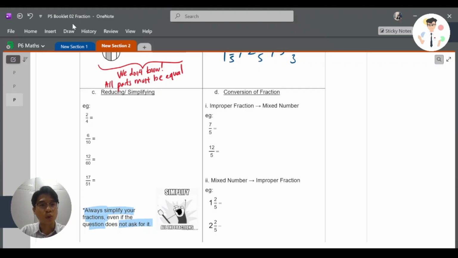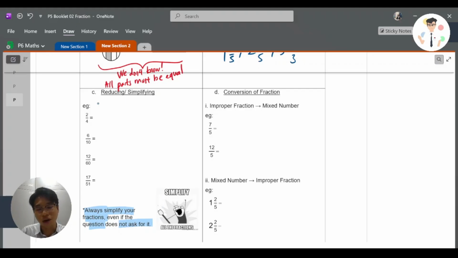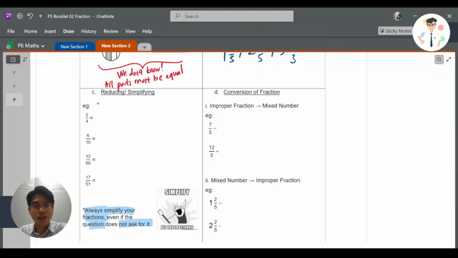Okay. Sometimes the question is very nice. They will say, give your answer in the simplest form. Means that they're asking you to simplify. And sometimes they don't say that, but they are expecting you to do so as well. Okay? Now, example, if your answer is 2 out of 4, how do you simplify that?